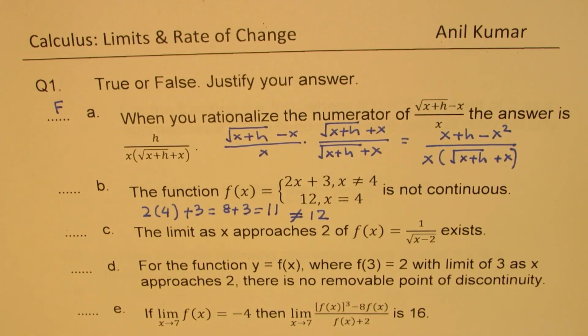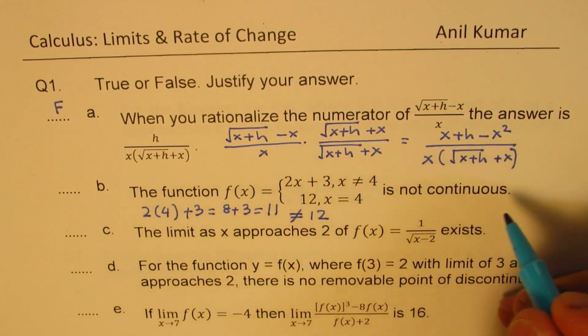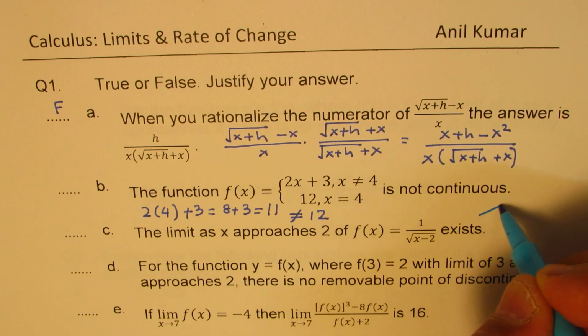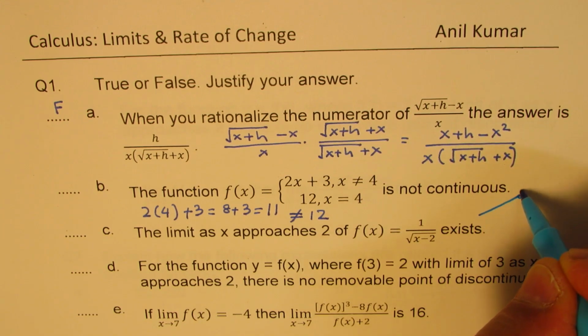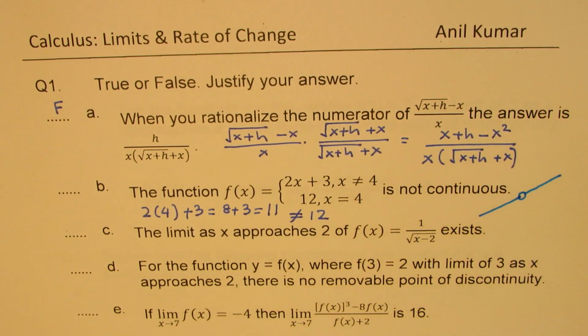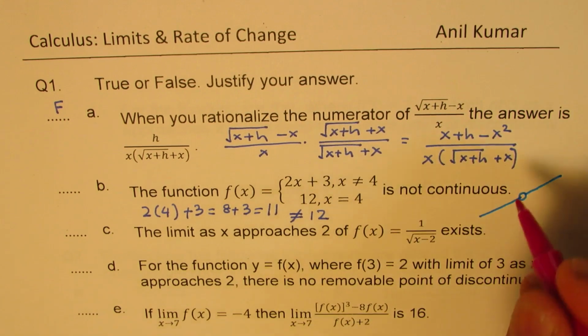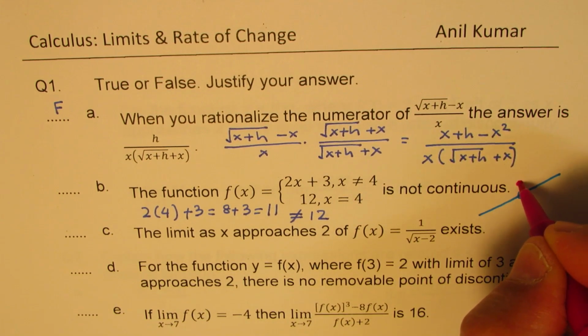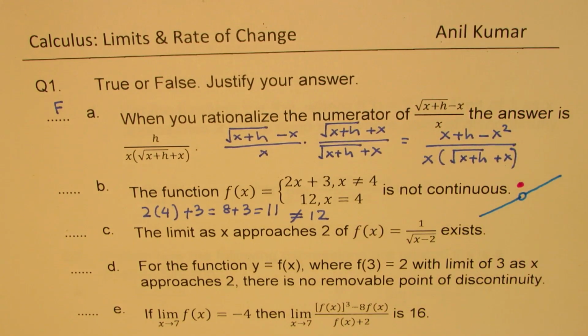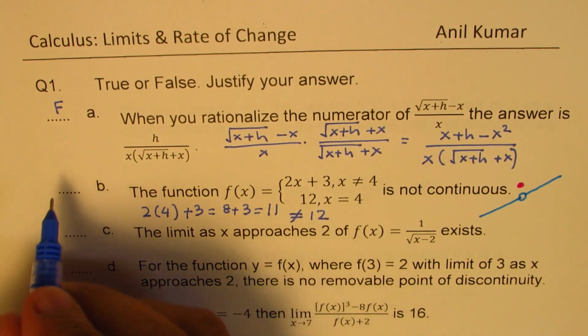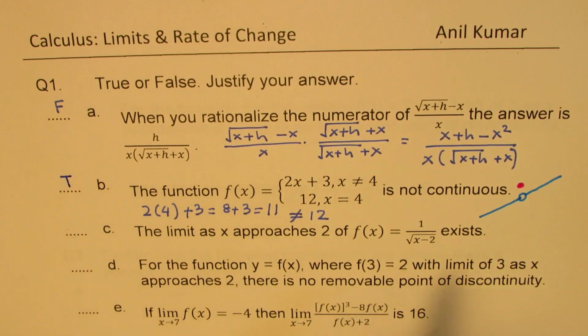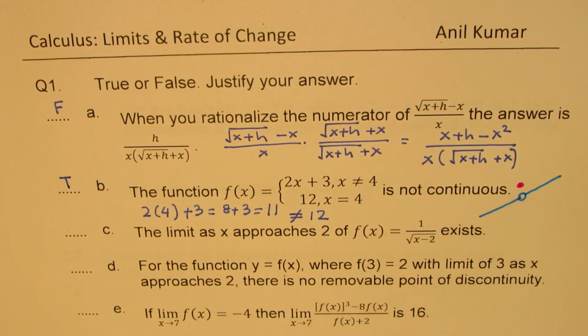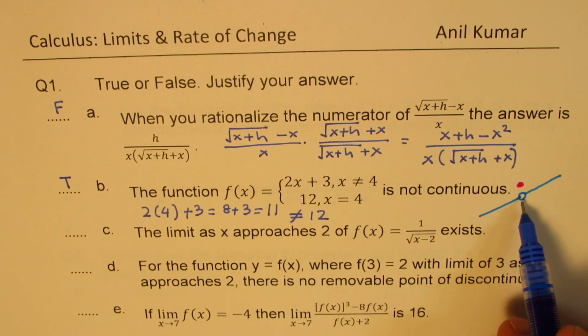So the idea here is, if you sketch this particular function, what you really get is, at 4, you get a hole, right? But the value of the function at 4 is not 11, it is 12. So you see there is a jump discontinuity, right? So the function is not continuous is true, correct? So this statement is true. There is a jump discontinuity here, or rather there's a hole in the function, right?